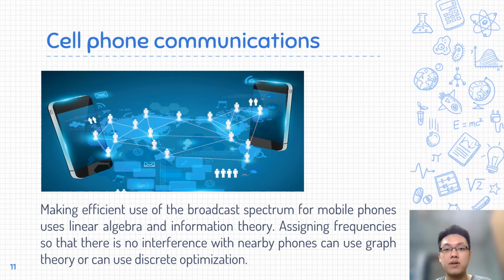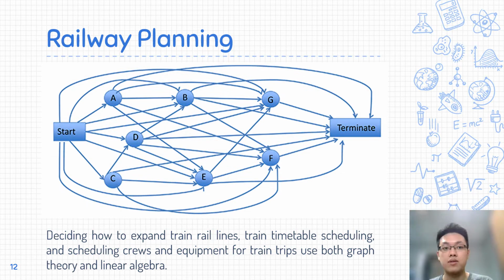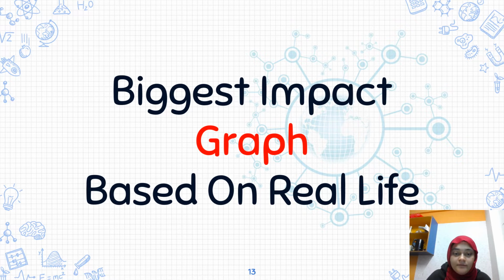Making efficient use of the broadcast spectrum for mobile phones uses linear algebra and information theory. Assigning frequencies so that there is no interference with nearby phones uses graph theory. We use discrete mathematics to decide how to lay out train rail lines, train timetable scheduling, and scheduling of the crew members and equipment for train trips. The biggest impact of graphs in real life.